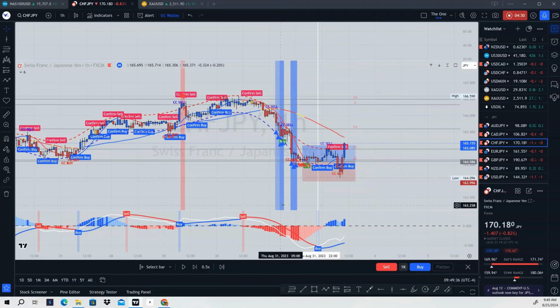Okay. If the 1 hour has a high probability spike and a 4 hour does not, but it has a CC buy or CC sell depending on which way you're trading, take the trade. Okay. If it doesn't have the 4 hour spike and it doesn't have a 4 hour CC buy or sell, do not take the trade.